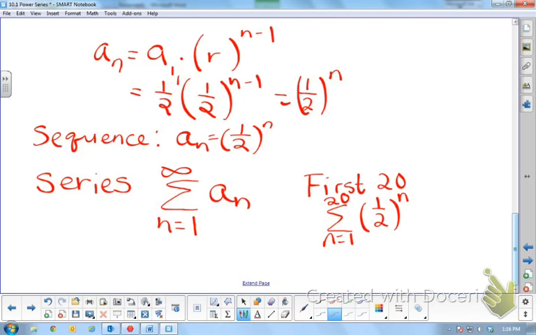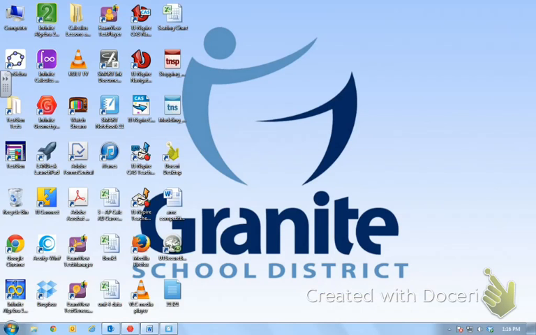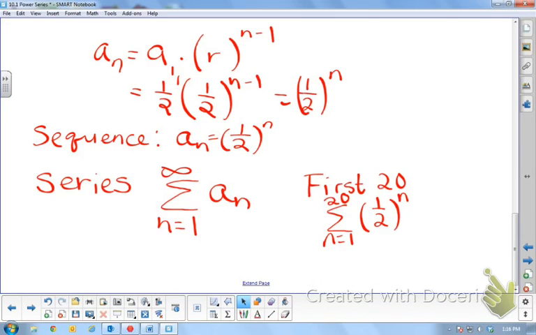Now our calculator will do this for us quite nicely. Yay! I thought I had opened up the program, but apparently not. The program that shows the Inspire on the screen. So while it's opening, I'll put that back.